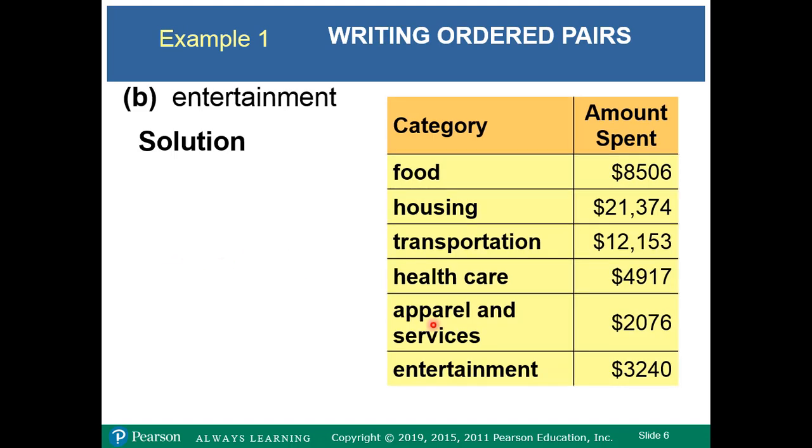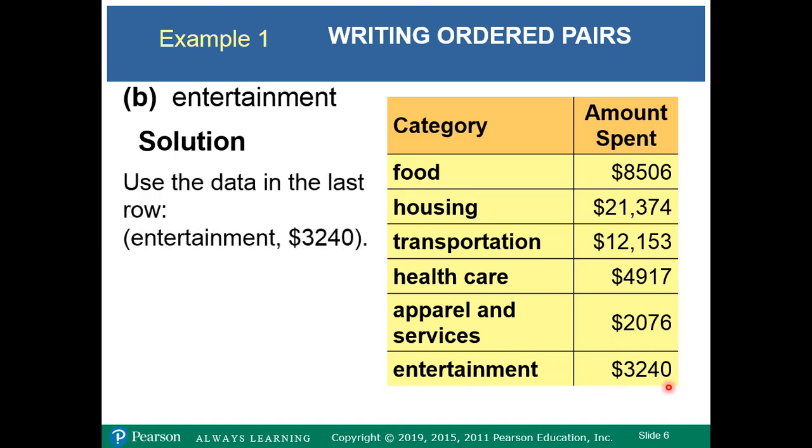Entertainment. Well, what would entertainment be? Well, that's going to be this one, so it's going to be the ordered pair that shows category followed by the amount spent.